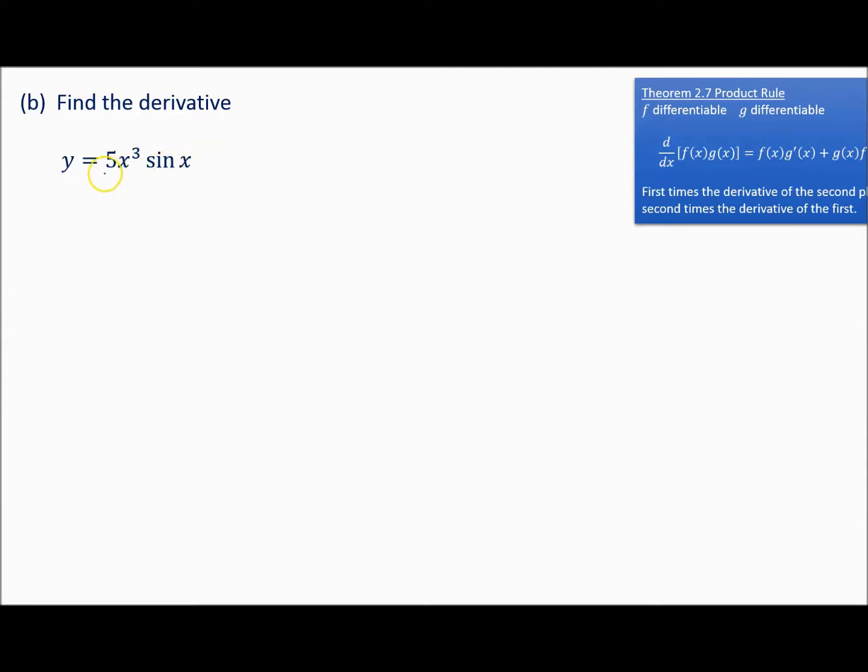So when I think about a product, I'm thinking 5x to the third is my first. And hey, that's Buford. Y'all hear Buford? Sine of x is my second. And so the derivative, remember, is the first times the derivative of the second plus the second times the derivative of the first. So here we go. Y prime, proper notation, first times the derivative of the second. The derivative of sine of x is cosine of x, remember? And then plus the second, which is sine of x, times the derivative of the first.